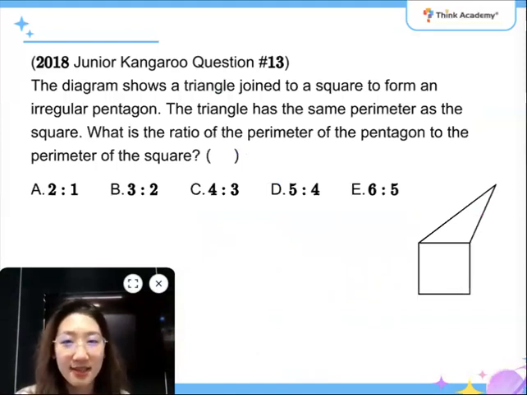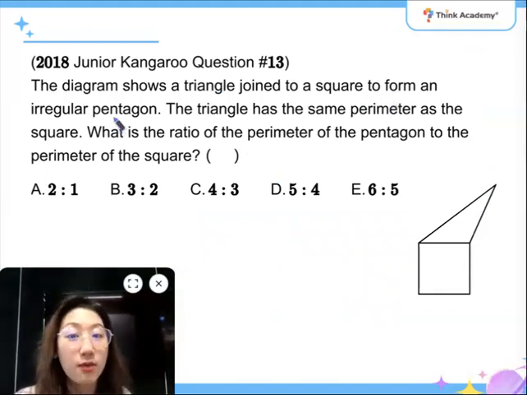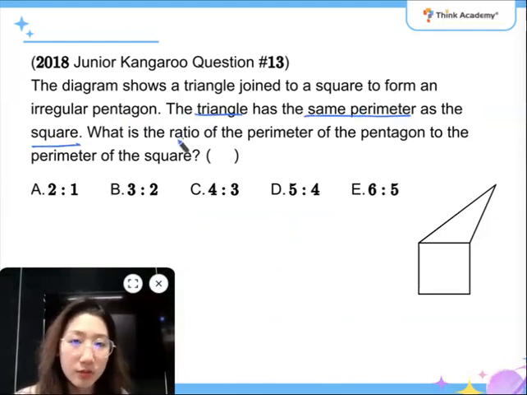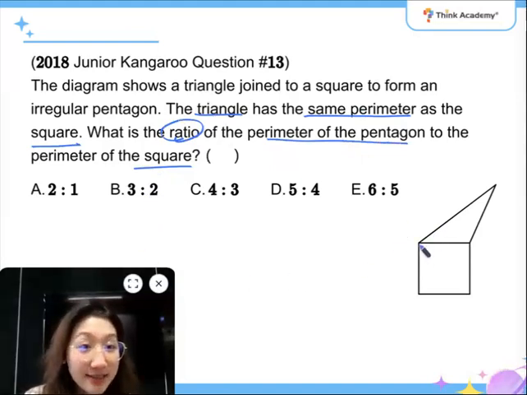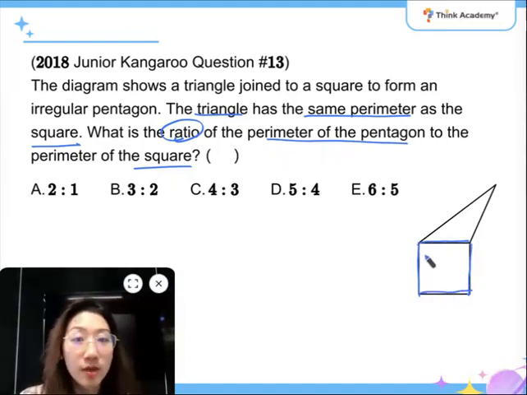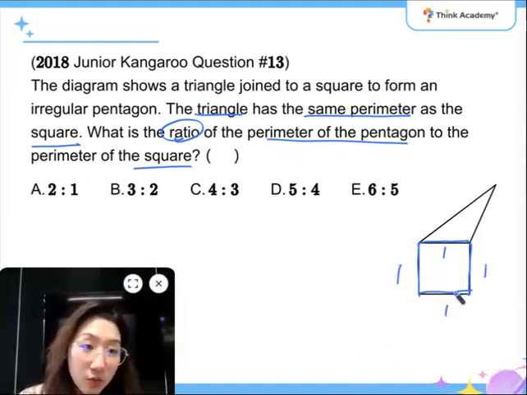Now let's look at question 13. So here the diagram shows a triangle joined to a square forming an irregular pentagon. The triangle has the same perimeter as the square. What is the ratio of the perimeter of the pentagon to the perimeter of the square? Okay, so for this question, a very special thing about a square is that all sides are equal. So if you don't know anything, you can start with letting the side of the square be something. You can set it as A, or you can just set it as 1. It doesn't matter. So let's assume that all of the sides are 1 for the square.